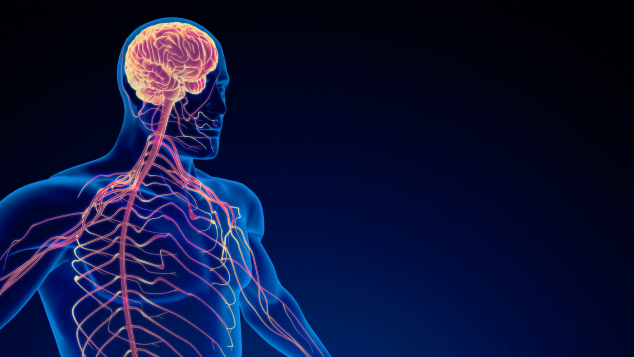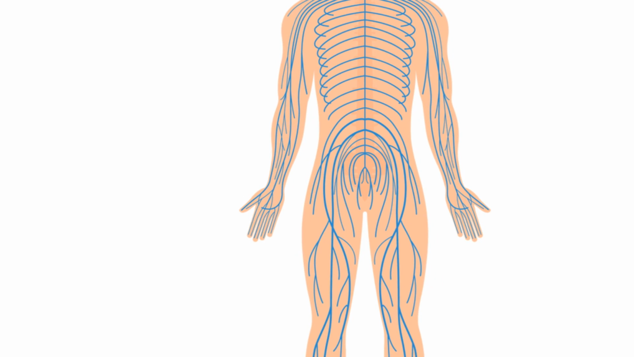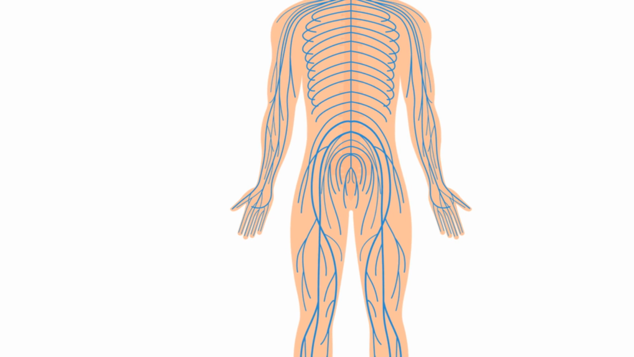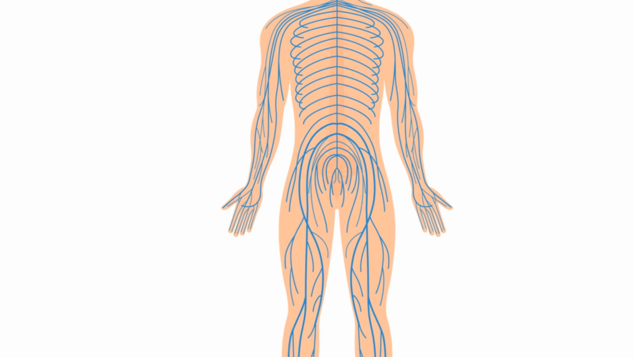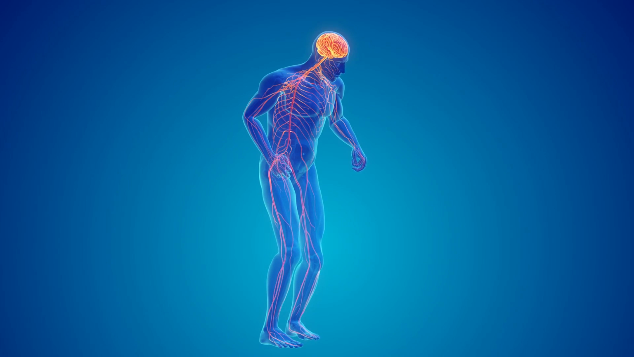What is the nervous system? The nervous system is a complex network of nerves, including the brain, spinal cord, and all the nerves that branch out to the rest of the body, which transmit signals between the brain and the rest of the body. What are the functions of the nervous system?